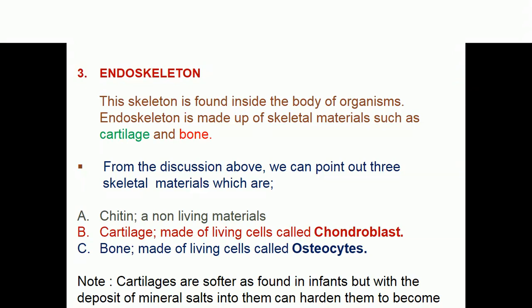From the discussion above, we can point at 3 skeletal materials, which are A. Chitin. Chitin is a non-living material. B. Cartilage. Cartilage is made up of living cells called chondroblasts. C. Bone. Bones are made up of living cells called osteocytes. Note that cartilages are softer than bones as found in infants, but with the deposit of mineral salts into them, they can become hardened and turn into bones. This process is called ossification.